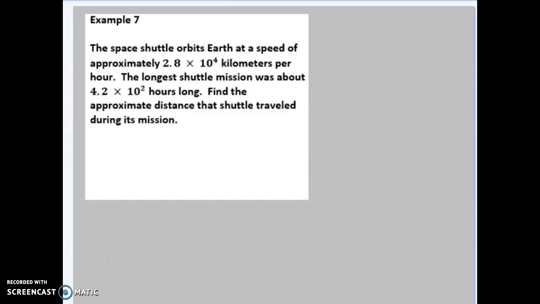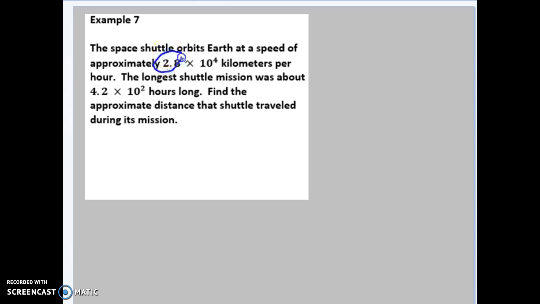All right, our last problem. So a space shuttle orbits Earth at a speed of approximately 2.8 times 10 to the 4th kilometers per hour. The longest shuttle mission was about 4.2 times 10 to the 2nd hours long. Find the approximate distance that the shuttle traveled during its mission. So we have two scientific notation numbers. What we're going to do is we're going to multiply those two together.